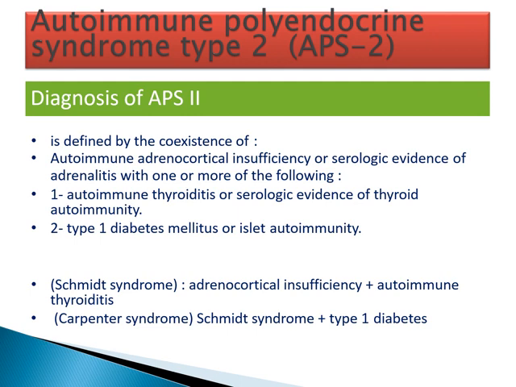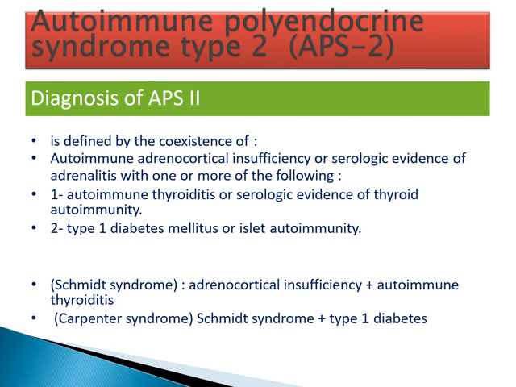Then how we will diagnose: it is defined by the coexistence of autoimmune adrenal insufficiency or serological evidence of adrenalitis with one of the following, either autoimmune thyroiditis or serological evidence of thyroid autoantibodies, or type 1 diabetes mellitus or islet autoimmunity. Schmidt syndrome, if there is adrenal cortical insufficiency along with autoimmune thyroiditis, it is called Schmidt syndrome. Carpenter syndrome, if Schmidt syndrome is associated with type 1 diabetes, we call it Carpenter syndrome.